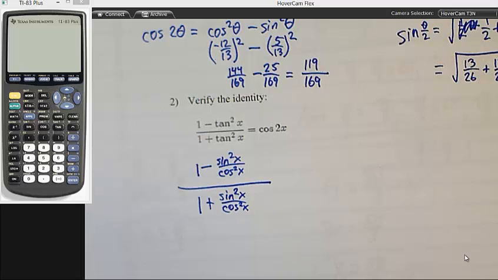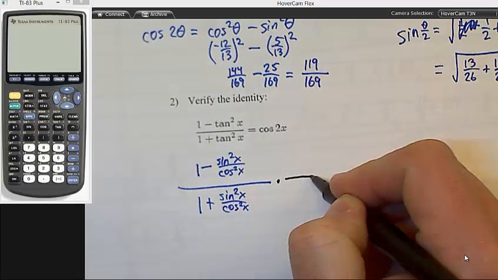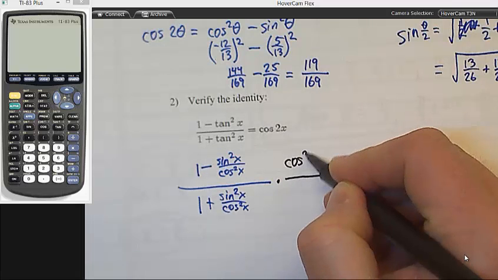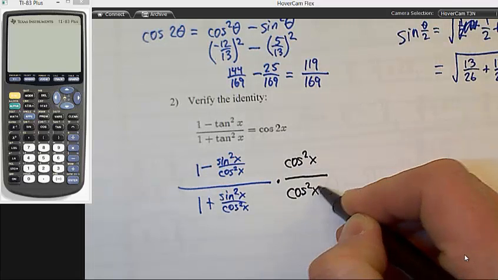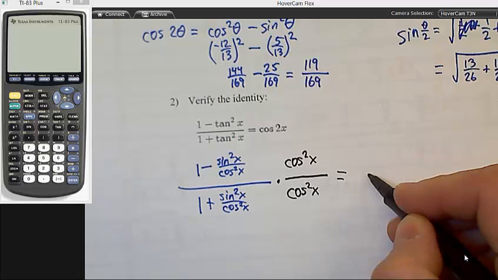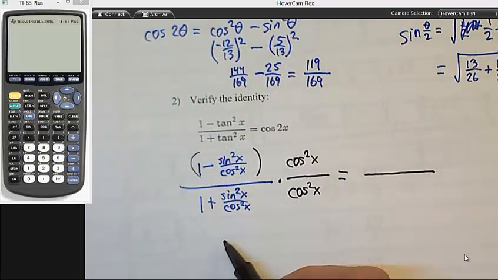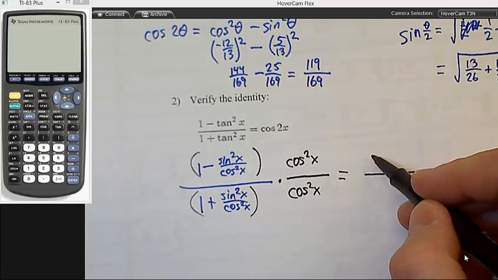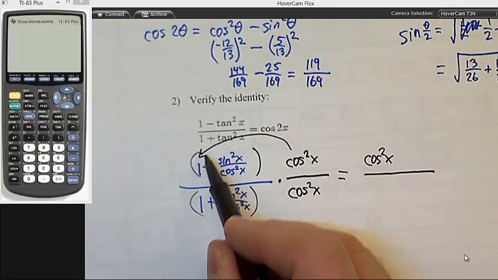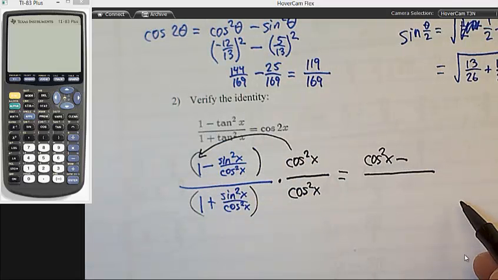So my advice is let's get rid of the ugliness. Can you think of a way to do that? What could I do to get rid of the ugliness? We're going to multiply the top and bottom by the same thing. We're going to multiply by, actually, cosine squared of x. Does that make sense to people? Yeah. Watch what I get. Of course, you'll have to distribute, right? So in the numerator, I'm going to get cosine squared x, when I distribute here, minus what? Sine squared x.